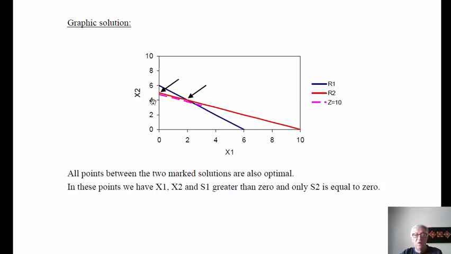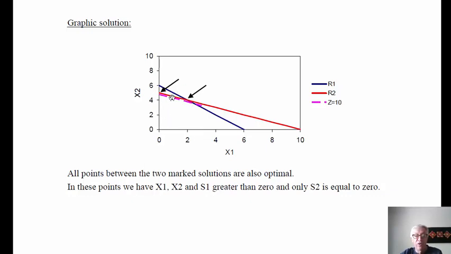Now, since we have here the line of z, we can conclude that all the points in this small segment of the second restriction must also be solutions of our problem, because they belong to the solution domain, and the value of z in these points is also 10. So all of them are also optimal solutions of our problem. The simplex method just gives you the solutions in the vertices, but in fact all of them are solutions.